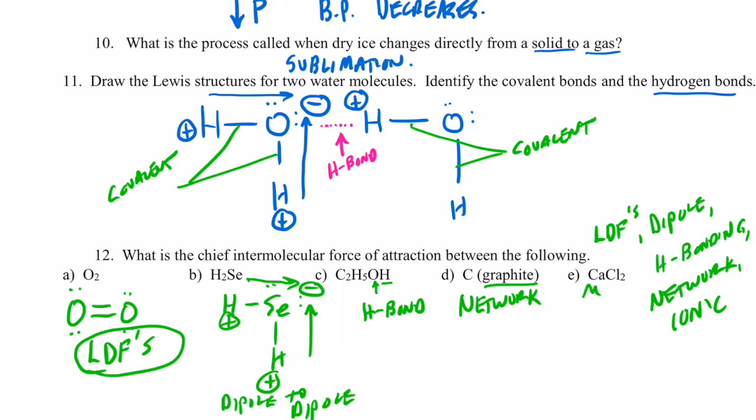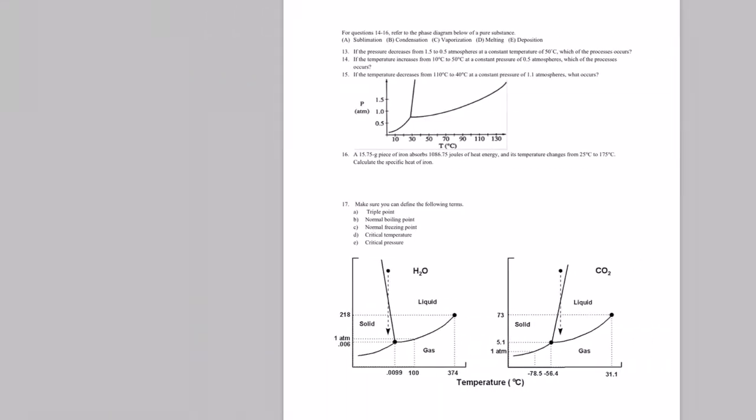And the last one's pretty easy. We have a metal, calcium, and a non-metal, chlorine, so that would be an ionic interaction. Okay? All right, let's go to the next page now.